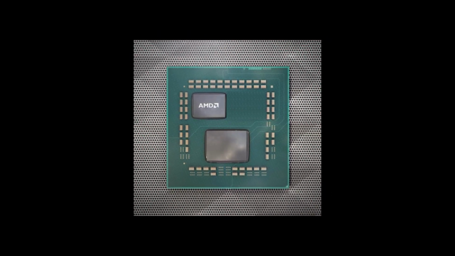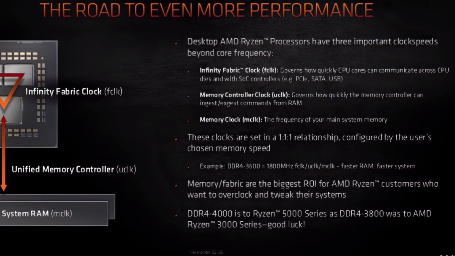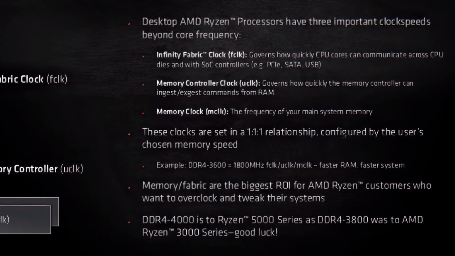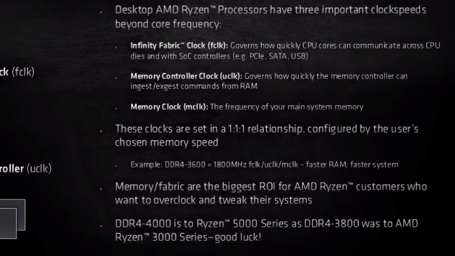By default, the Infinity Fabric, memory controller and memory frequency will operate in synchronous mode up to 2000 MHz. Since I have DDR4 3600 memory, the clocks will run synchronous at 1800 MHz. With all these things in mind, let's advance into benchmarking.